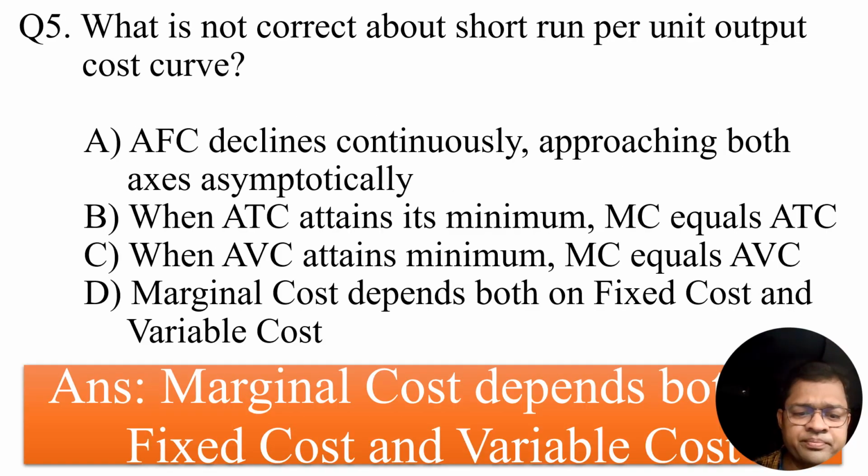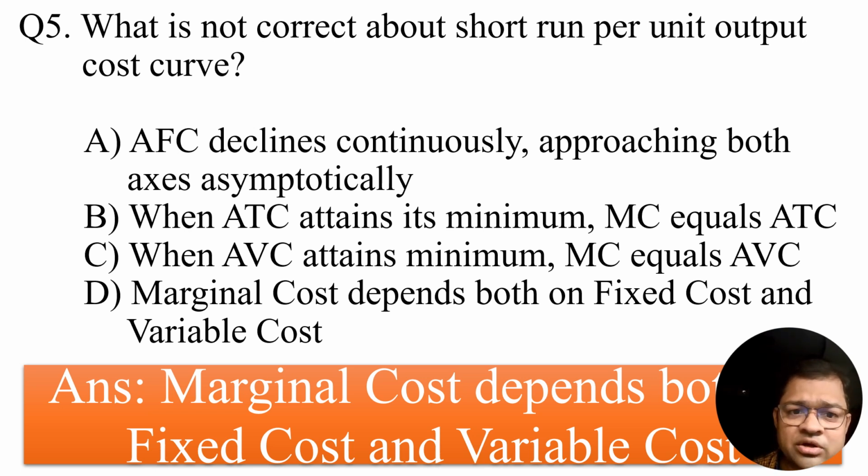Question number 5, already highlighted. What is not correct about the short run per unit output cost curve? Per unit output means the average cost curve. Average fixed cost declines continuously, approaching both axes asymptotically. It's the correct statement, because average fixed cost is never 0 at any point of time, but when output increases, average fixed cost decreases and just approaches the x-axis.